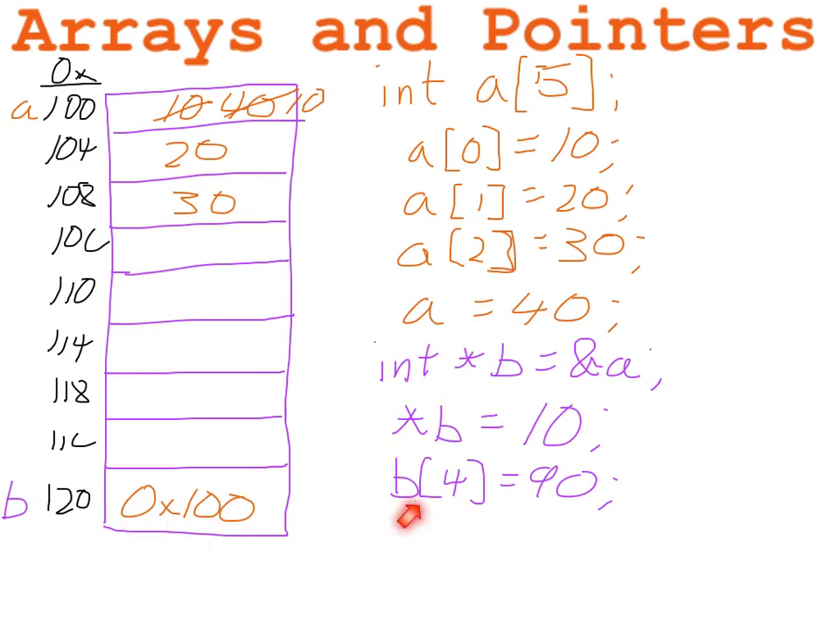So this syntax, the square brackets here, because B is a pointer, it's going to automatically dereference the address stored in B, which is 100, which will take us up here, and then we are going to increment by the size of each element times the index we put within the brackets. So we'll go up 16, which is going to take us up to address 110 here. And so that is where we're going to write 90.